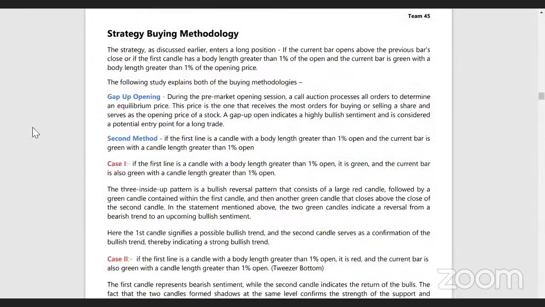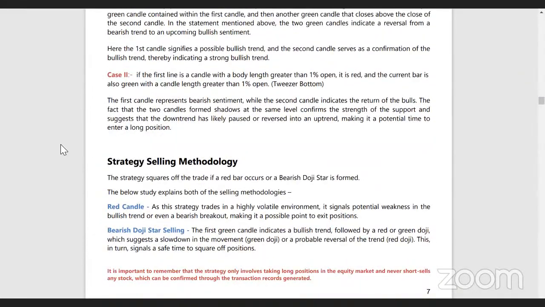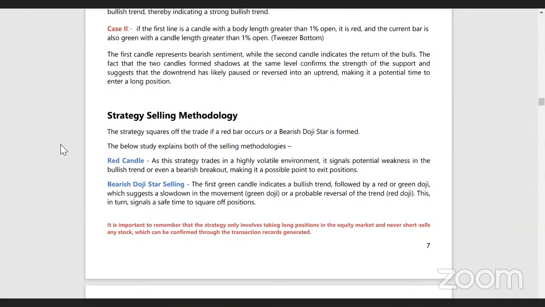The strategy opens long positions in two scenarios. First is gap up opening, as it represents a highly bullish sentiment in the pre-market auction. The second is if the first candle has a body length greater than 1%, followed by a green candle with body length greater than 1%, similar to tweezer bottoms or the later part of three inside up candlestick formations. To square off positions, the strategy analyzes momentum breakdown with the help of a red candle, or momentum slowdown with the help of a bearish doji star. A bearish doji star is a formation in which the first candle has a body length greater than 1% and close greater than open, followed by a doji.